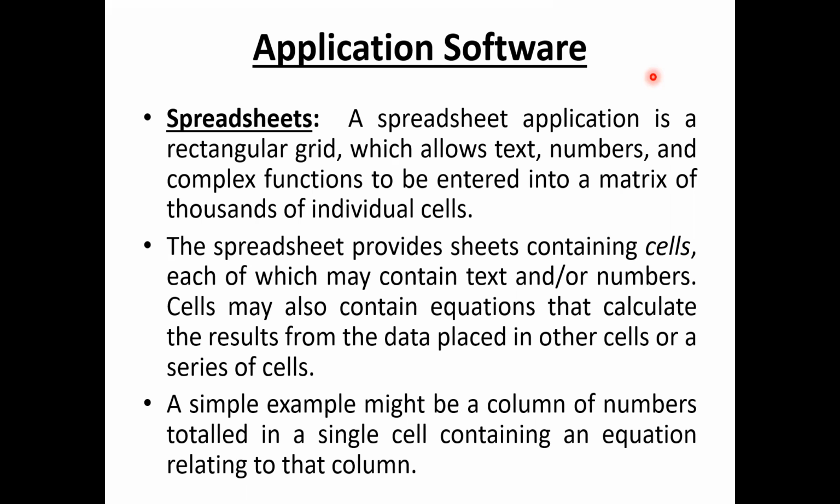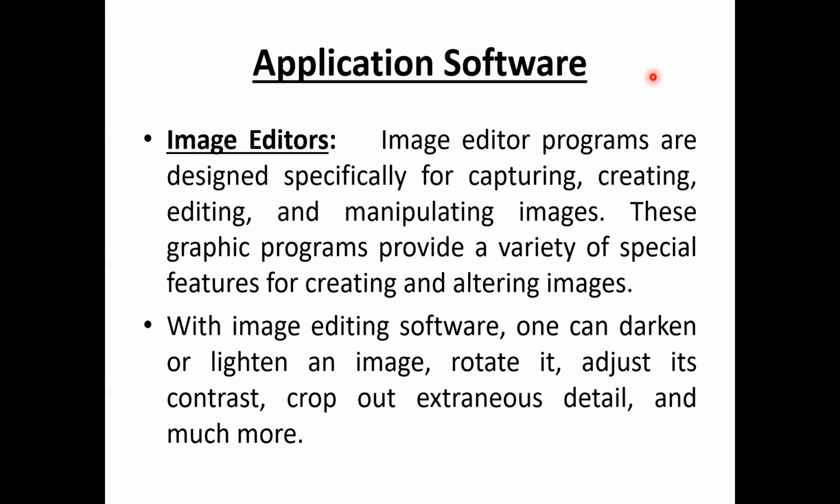A simple example might be a column of numbers totaled in a single cell containing the equation relating to that column. If you want to sum the marks obtained by 15 students of BBA first year, in that case you will enter the marks of all the 15 students and the last column will give the total, and then you can compute the average, so that you are able to know the average marks that the students are getting in this batch.